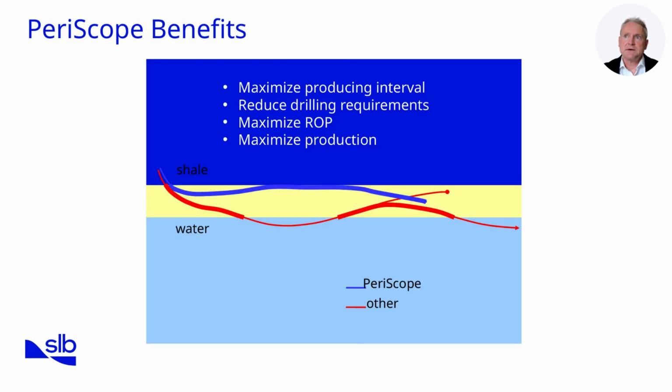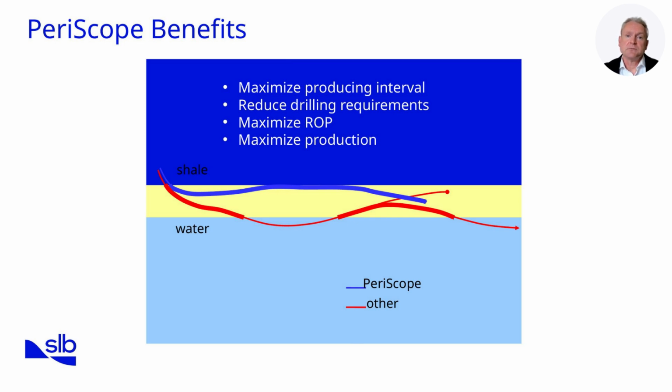Looking at the benefits of Periscope, it maximizes productive reservoir exposure. By detecting boundaries up to 15 feet ahead, the tool enables operators to keep the wellbore within the pay zone for longer distances. This translates directly into increased net pay and improved hydrocarbon recovery. Another benefit is reducing unnecessary drilling requirements. By steering accurately, we avoid sidetracks or extra hole sections that would otherwise be needed to re-enter the reservoir. This lowers both time and cost.